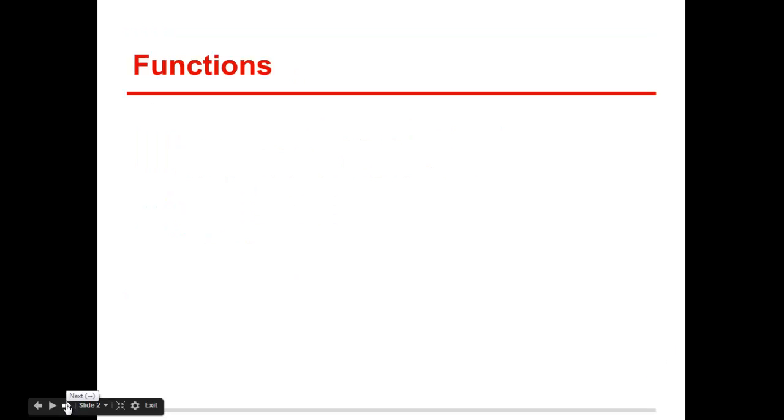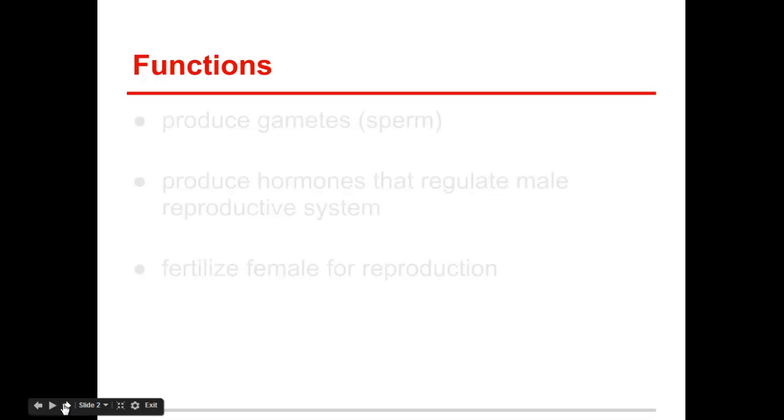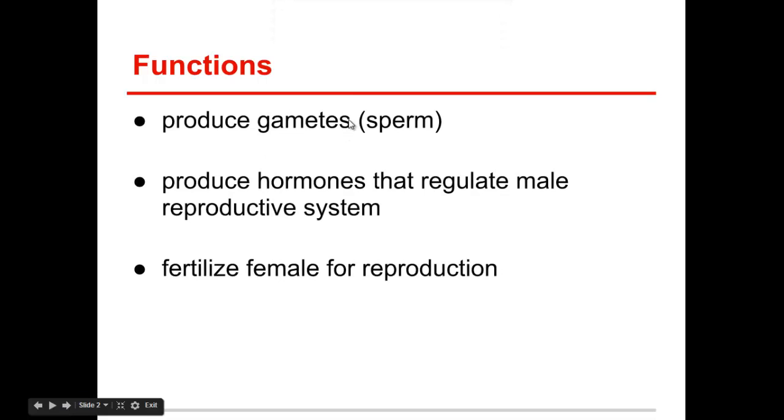The male reproductive system has three main functions. It produces gametes. In the case of males, those gametes are sperm. It produces hormones that regulate the male reproductive system. And it is also able to fertilize the female for reproduction, meaning the male is able to transfer his gamete to the female so that the male and female gametes can combine to form offspring.